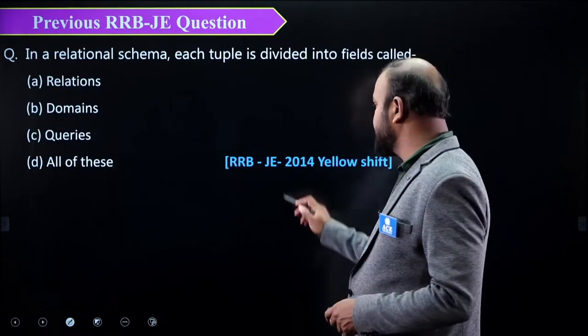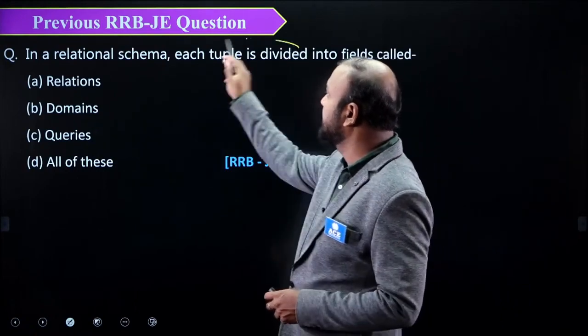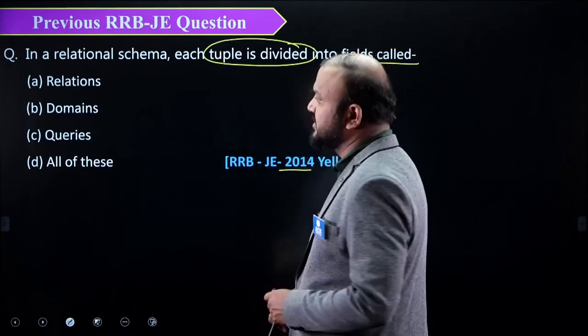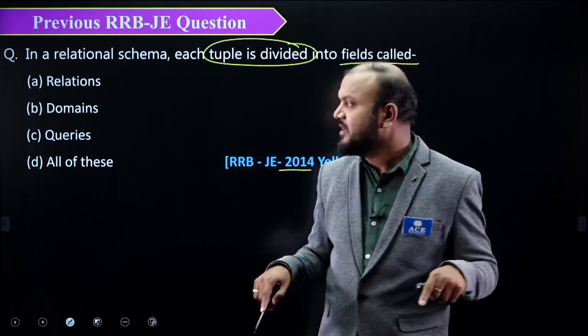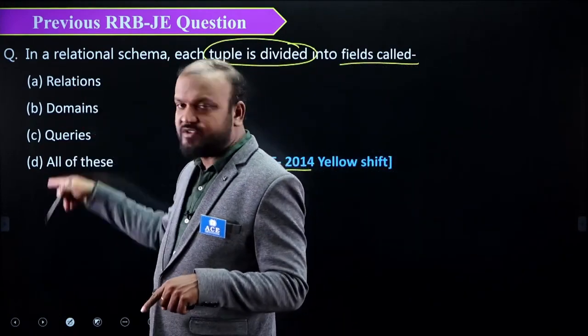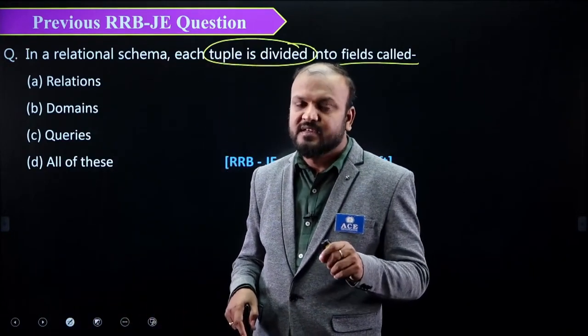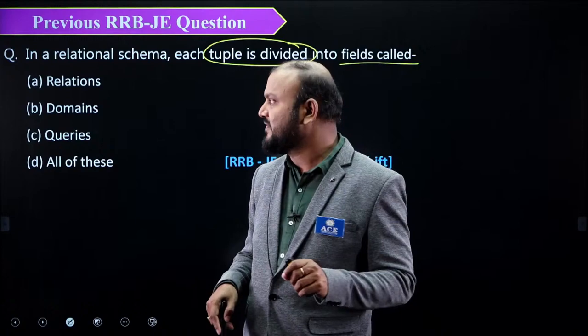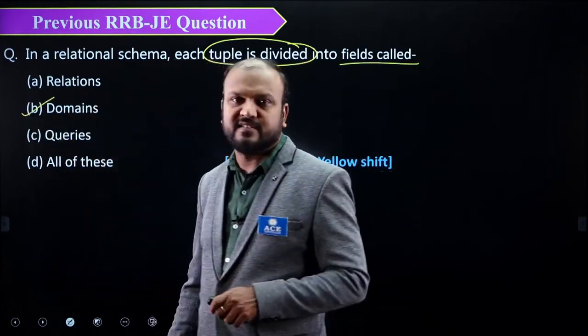Look at another question. It is also a 2014 question. In a relational schema, each tuple is divided into fields called? A tuple is divided into fields, attributes. But here, attribute is not there. Each attribute can store a set of values. The set of values that each attribute will store is called the domain of the attribute. That word is there, so the answer is option B.